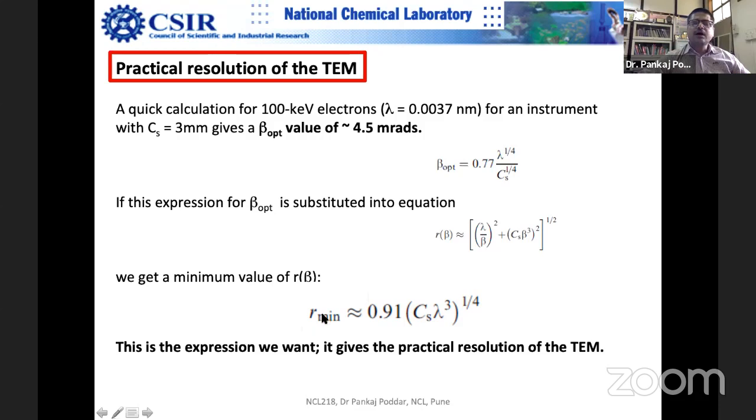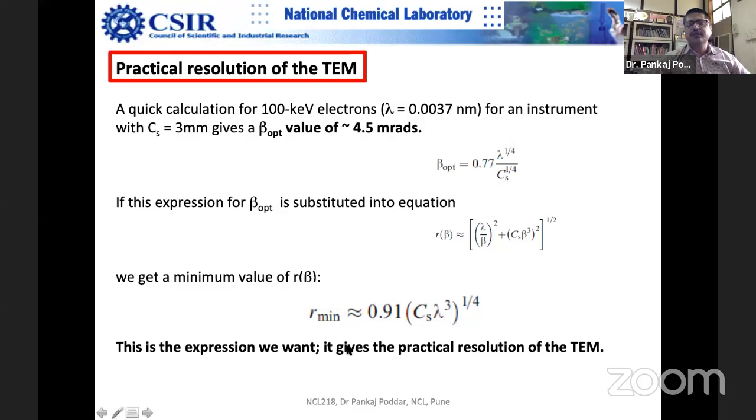So with this R minimum, this R minimum is basically the radius of the disk which is formed by aberration, and it's approximately 0.91 Cs λ to the power 3. So you can see that the larger the Cs, the larger this will be, and it is energy dependent also, right, through lambda. So that is the practical resolution limit of TEM. We'll learn later on how to break this.